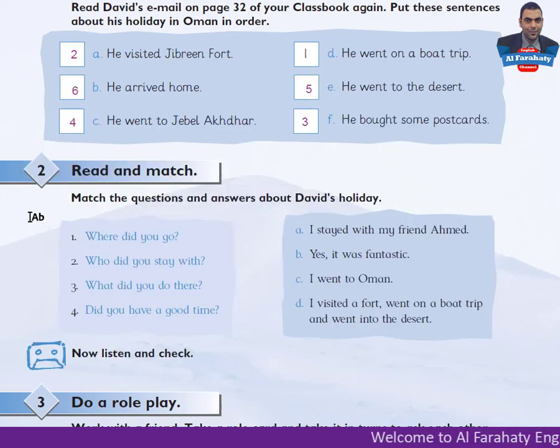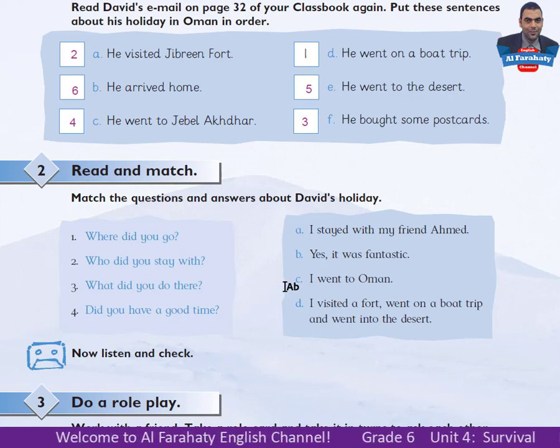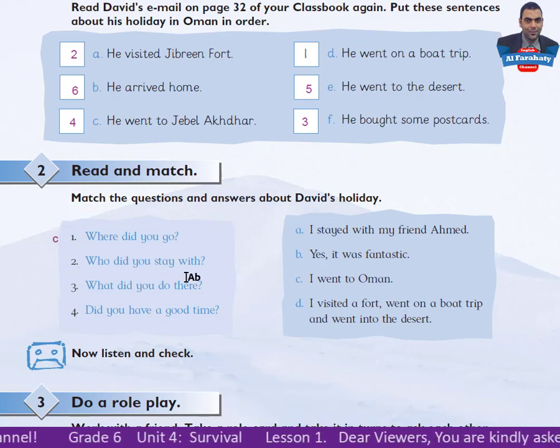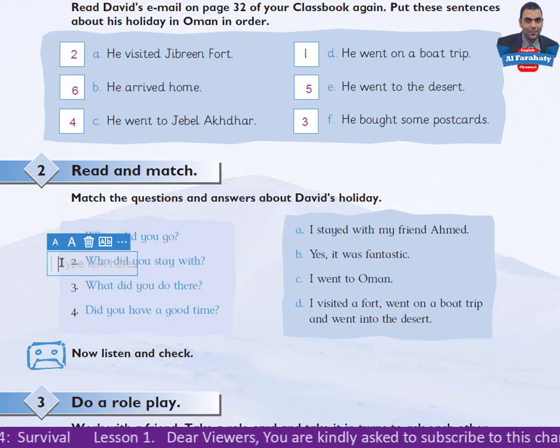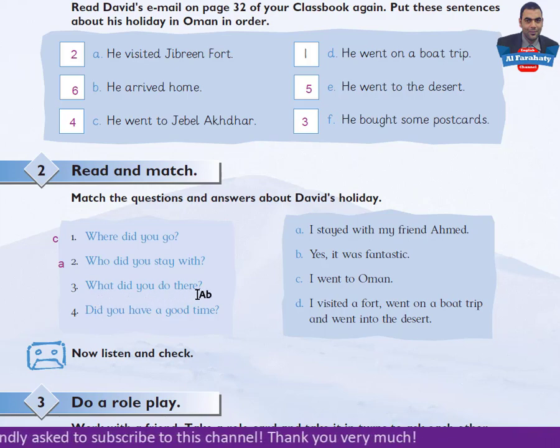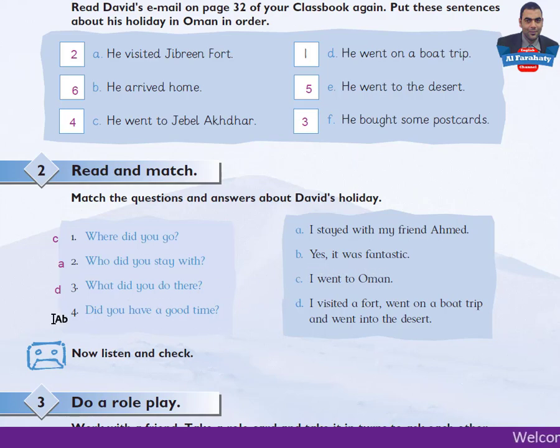Hello again. Let's match the questions and the answers. Where did you go? I went to Oman. Yes. So number 1 is C. 2. Who did you stay with? Yes, A. I stayed with my friend Ahmed. 3. What did you do there? I visited a fort, went on a boat trip, and went into the desert. Yes, so number 3 is D. 4. Did you have a good time? This is a yes/no question, and the answer is yes, it was fantastic. B.